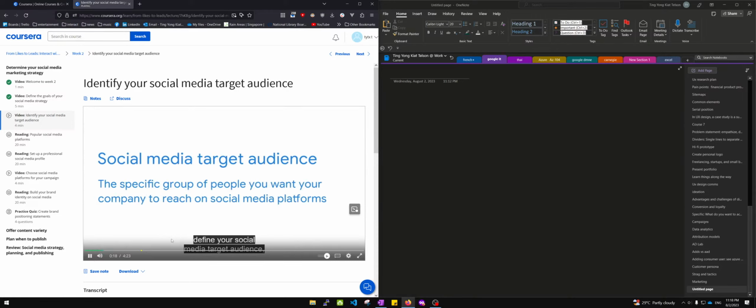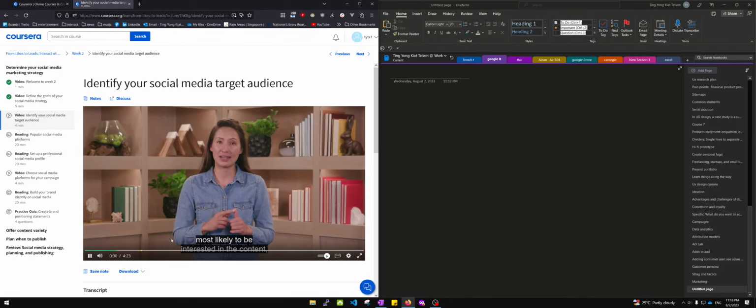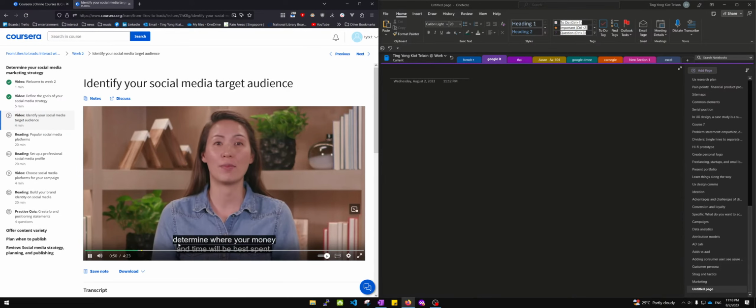Your target audience is the people who are most likely to be interested in the content, products, and services you're creating. They are people whose problems you want to solve. Understanding exactly who your target audience is will guide your marketing and help you decide what, where, and when you are going to share content. Targeting a specific audience also helps you determine where your money and time will be best spent.